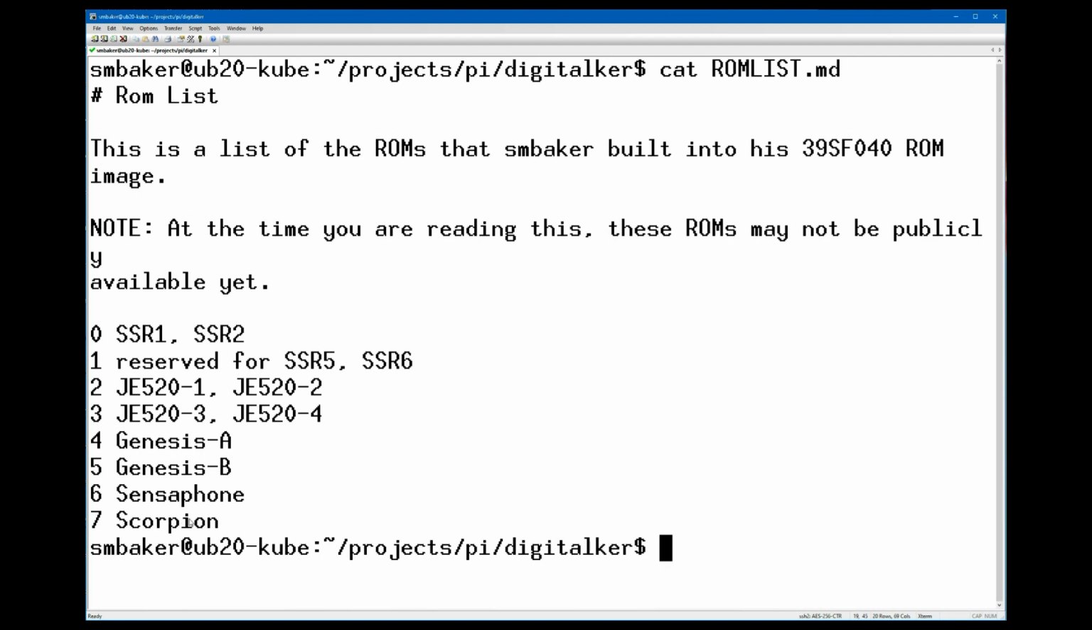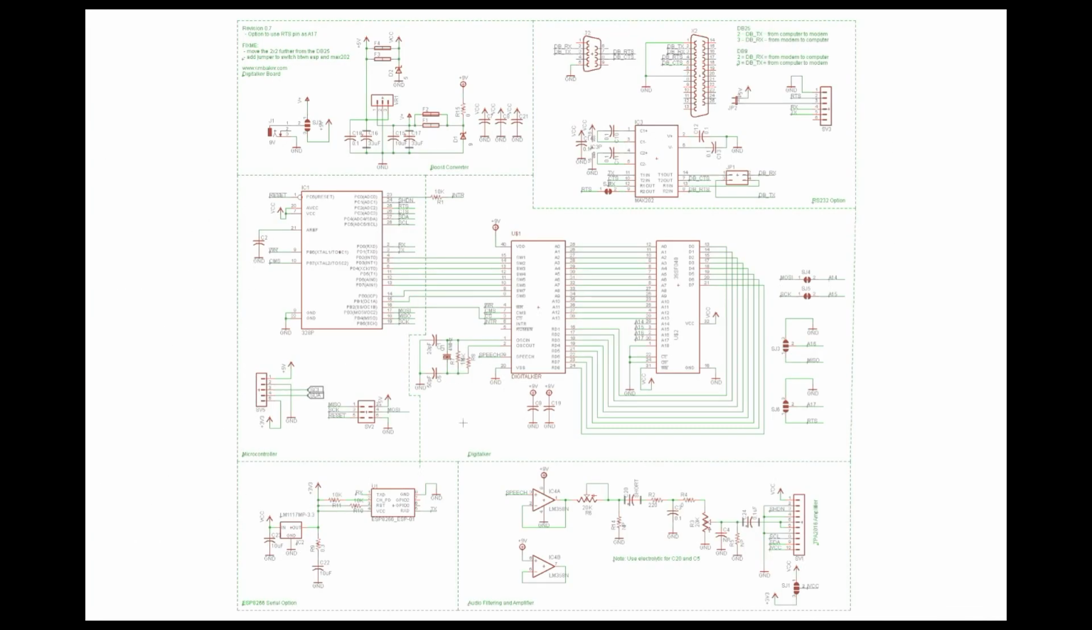And then Scorpion is, I think, a pinball or arcade game. Now, at the tail end of this video, I will actually play these from the Digitalker so you can hear what these things sounded like in their various devices.